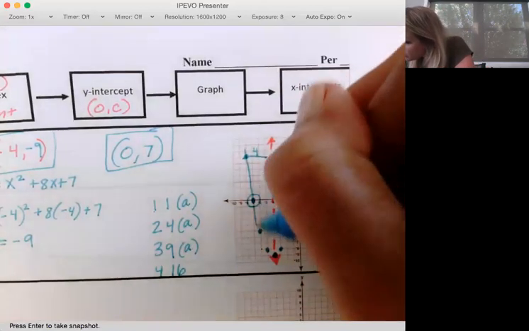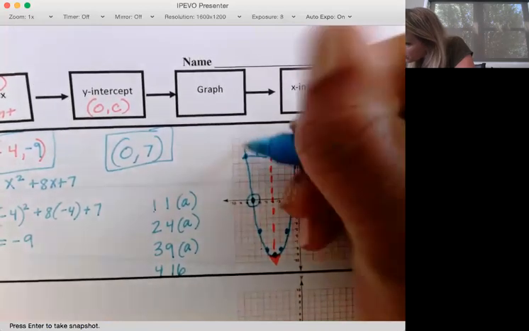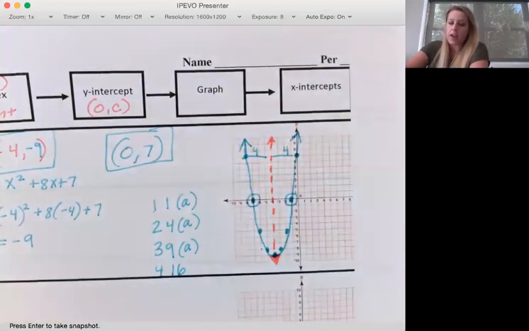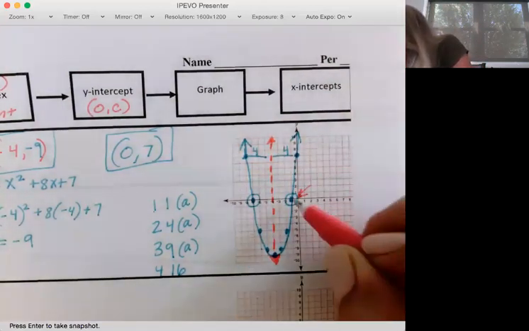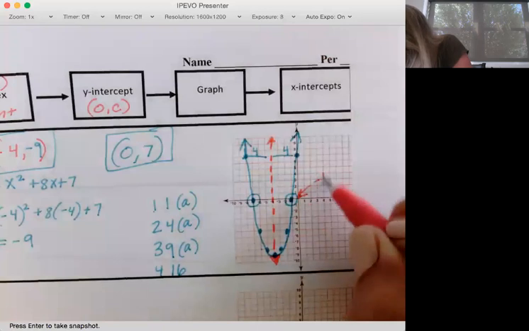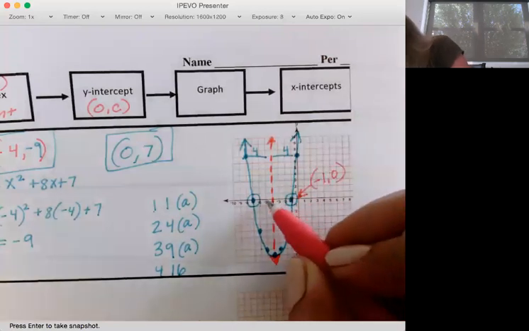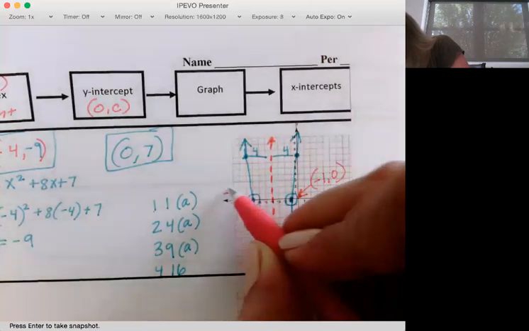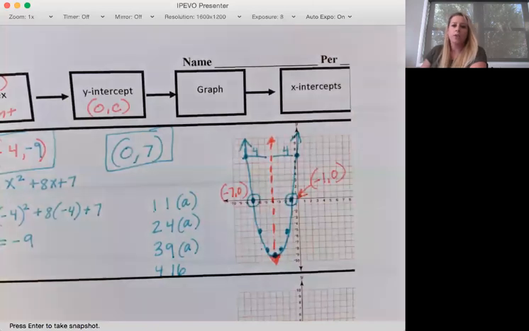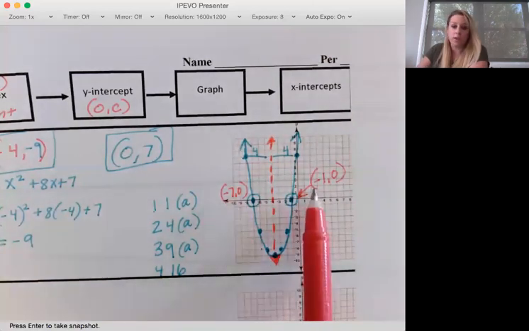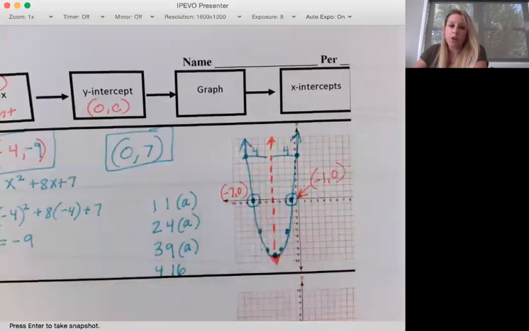So now I can create my parabola. And the last thing I want to identify is my x-intercepts. Okay, so this one here is (-1, 0). And over here, let's see, 5, 6, 7. So this is (-7, 0). Okay, so those are my solutions to this parabola, or to this quadratic equation.